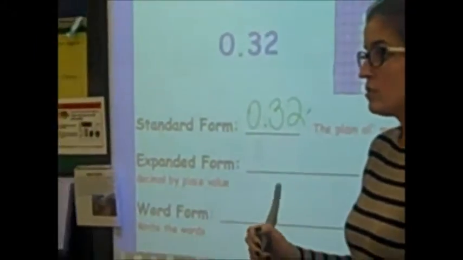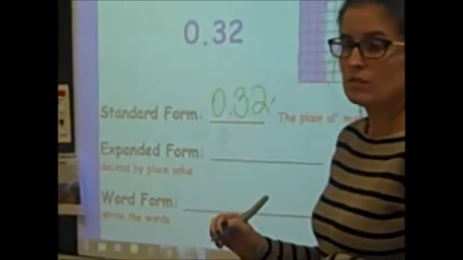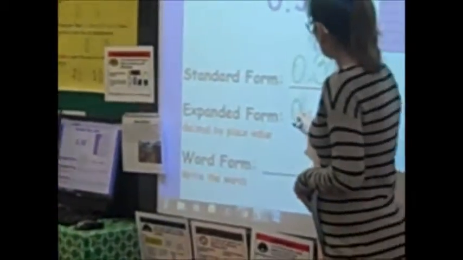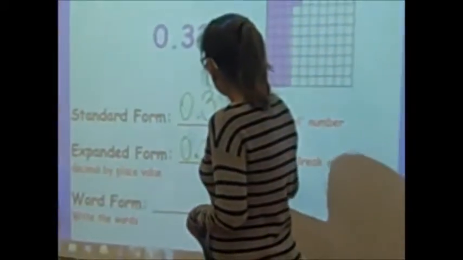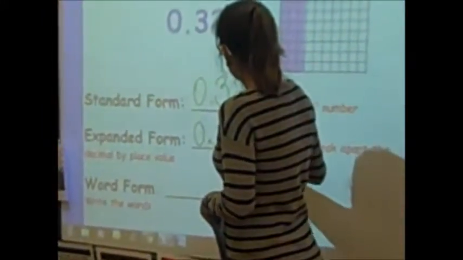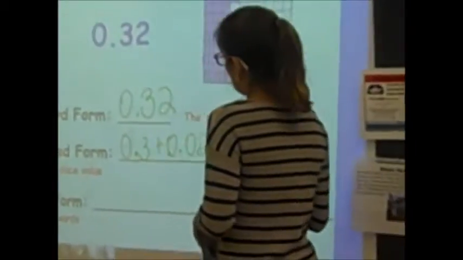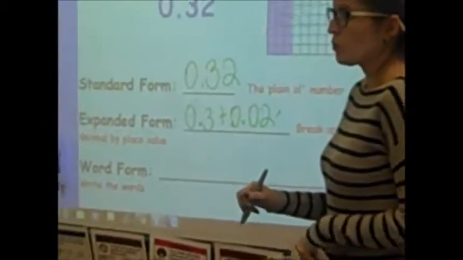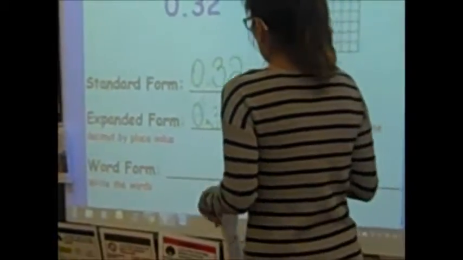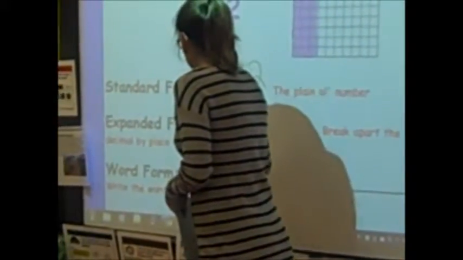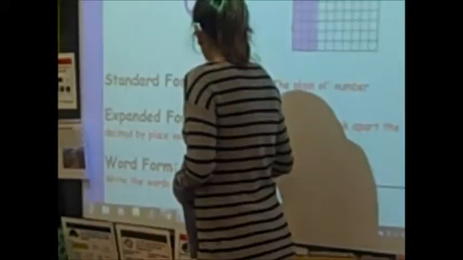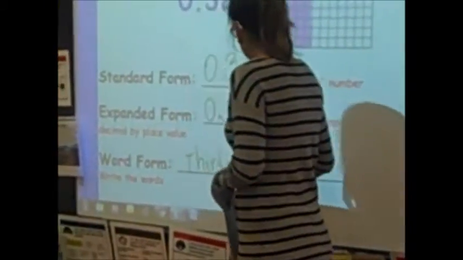Are you gonna want them to write the zero if they do that, or just? Yes. You want them to make sure they write the zero with that? Yes. And then expanded form, we would have 3/10 plus 2 hundredths. And then your word form or your number name, you write out the words. 32 hundredths.